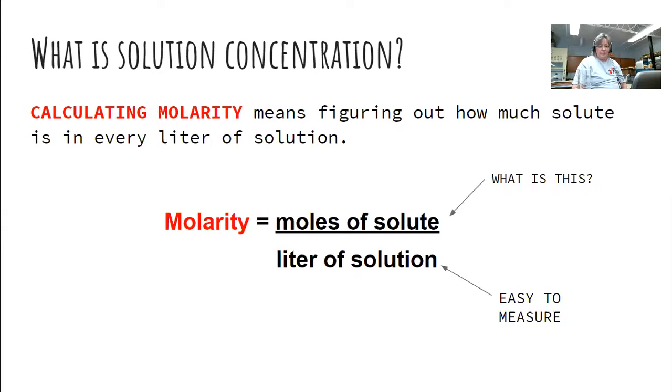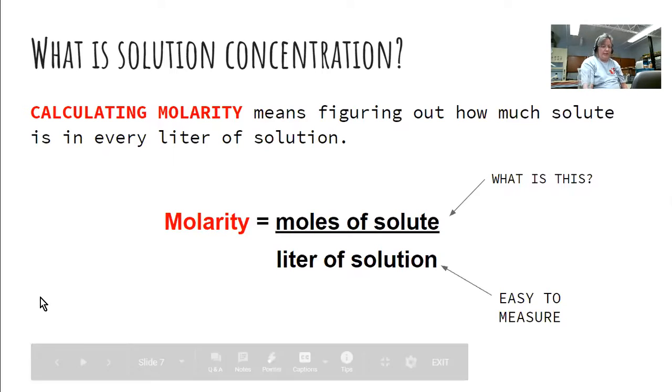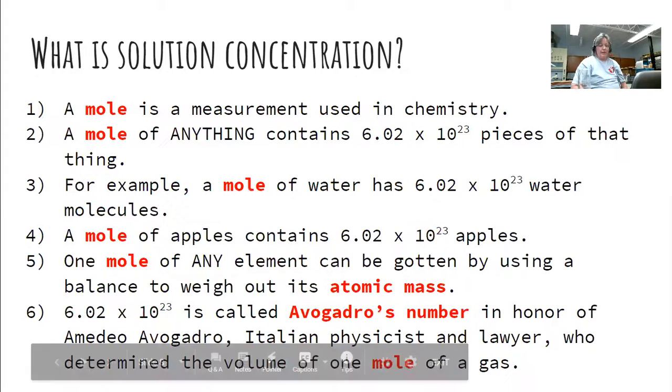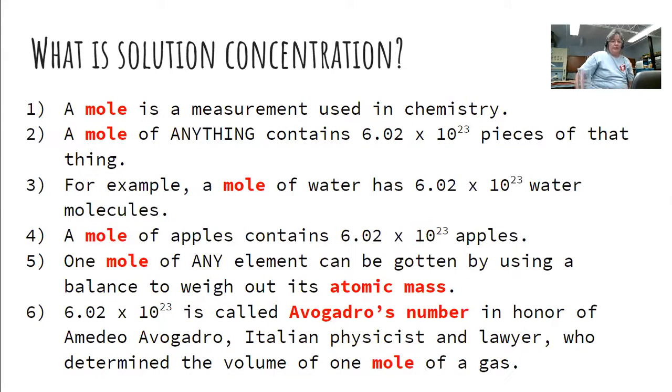We know that the solute is the stuff that's going to dissolve. So we just have to figure out what a mole is. How do we know we have a mole of something? A mole is a measurement used in chemistry, kind of like when you use dozens to talk about eggs. If I have 12 eggs, I have 1 dozen. That's a way to group eggs in a bunch. Well, a mole in chemistry is a group of particles, or a group of anything, in the quantity of 6.02 times 10 to the 23rd.